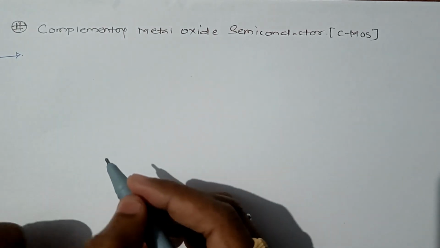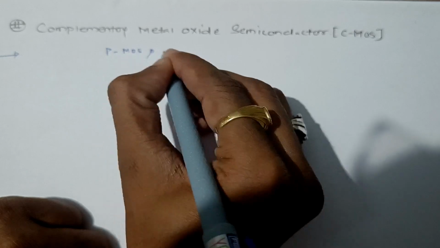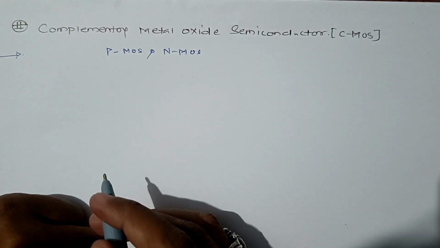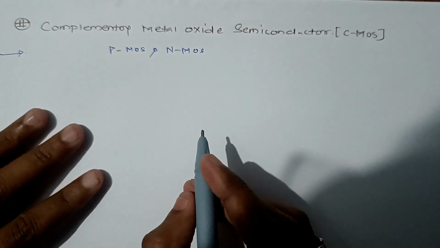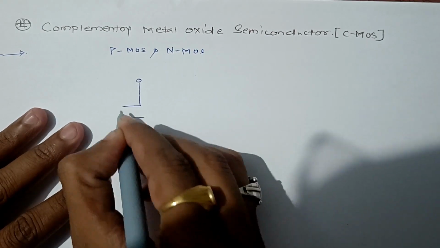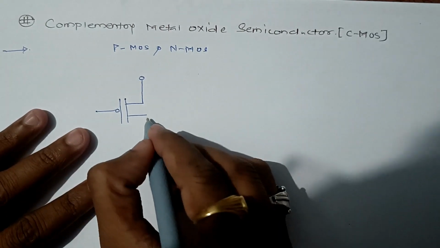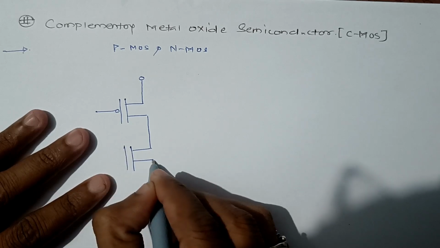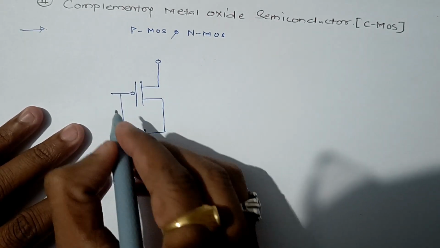Now what is CMOS? CMOS is a combination of both PMOS and NMOS. So when we connect a PMOS with NMOS, that structure is called as complementary metal oxide semiconductor. Now when we go across its logic diagram, so let us connect a PMOS. This will be our PMOS, and it is connected in series with NMOS.